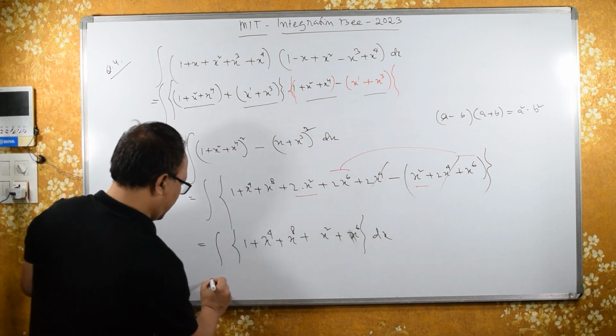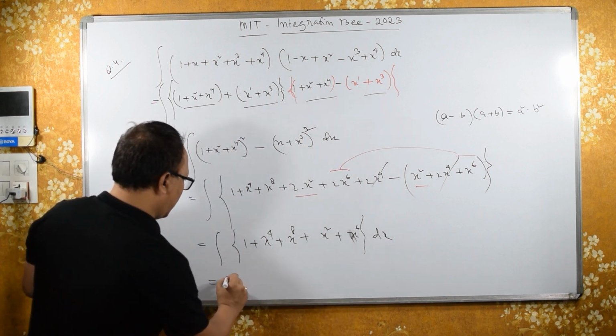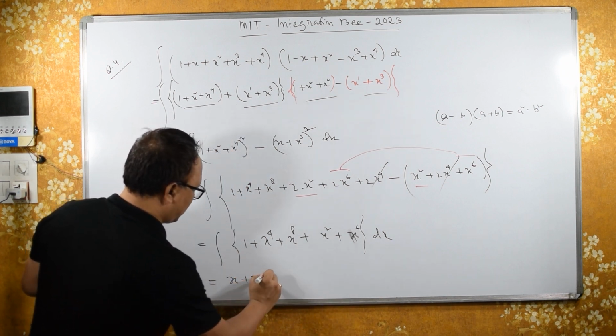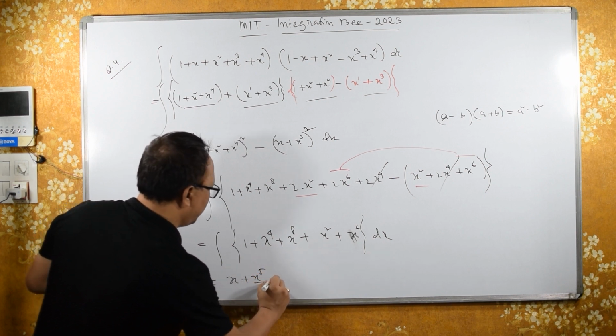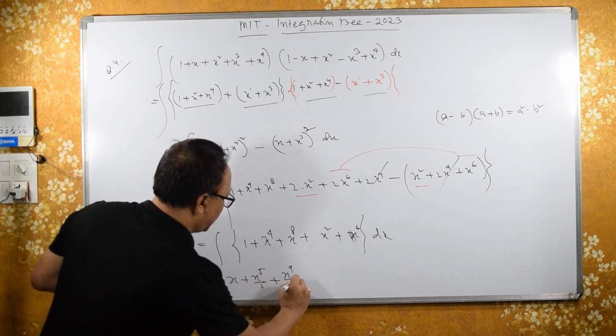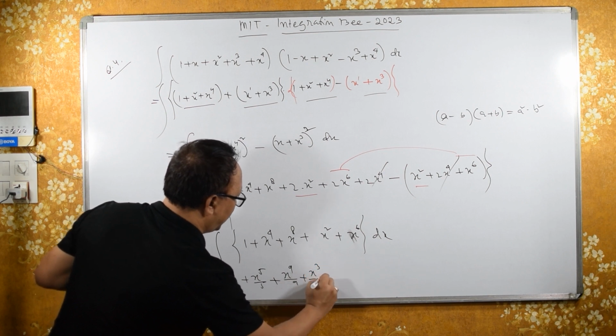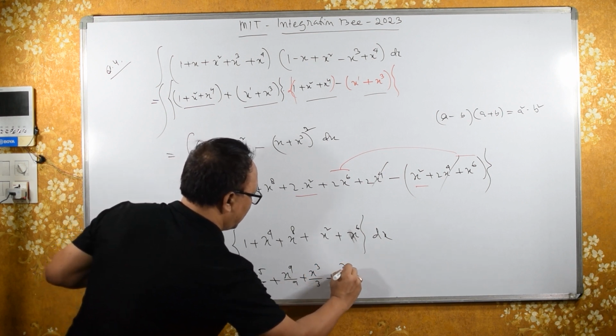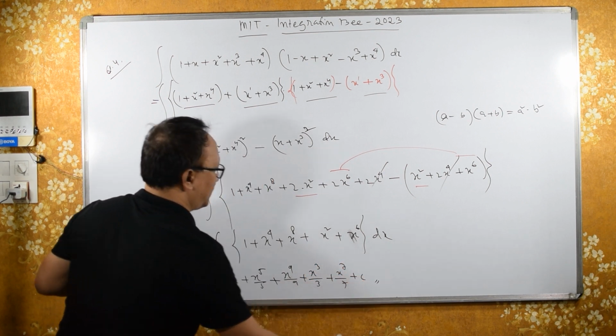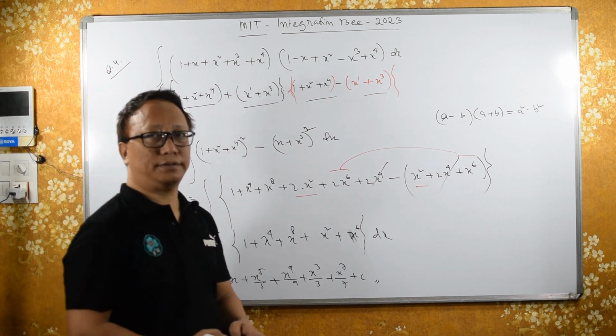Let's integrate this. The integration of 1 is x, plus x4 gives x5 by 5, plus x9 by 9, plus x cube by 3, plus x7 by 7, plus c. This is the required answer.